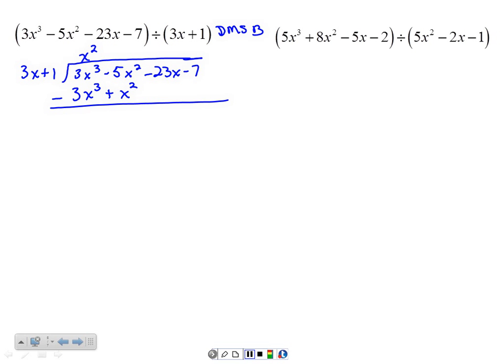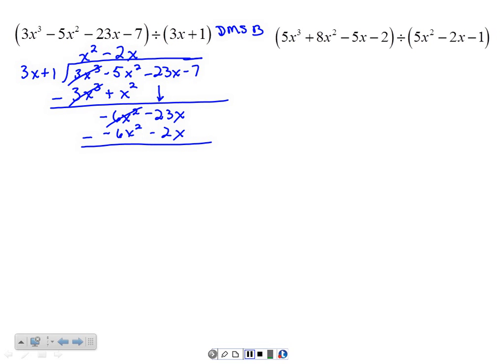And if we subtract, 3x to the third minus 3x to the third is 0. Negative 5x squared minus 1x squared is going to be a negative 6x squared. And bring down the negative 23x. 3x will go into negative 6x squared a negative 2x times. So negative 2x times 3x is going to be negative 6x squared. And negative 2x times 1 is going to be negative 2x.